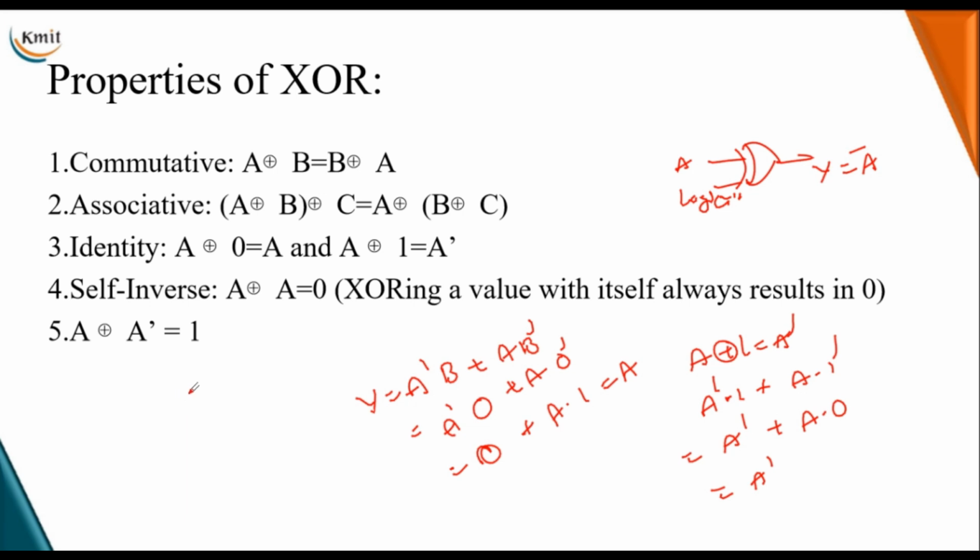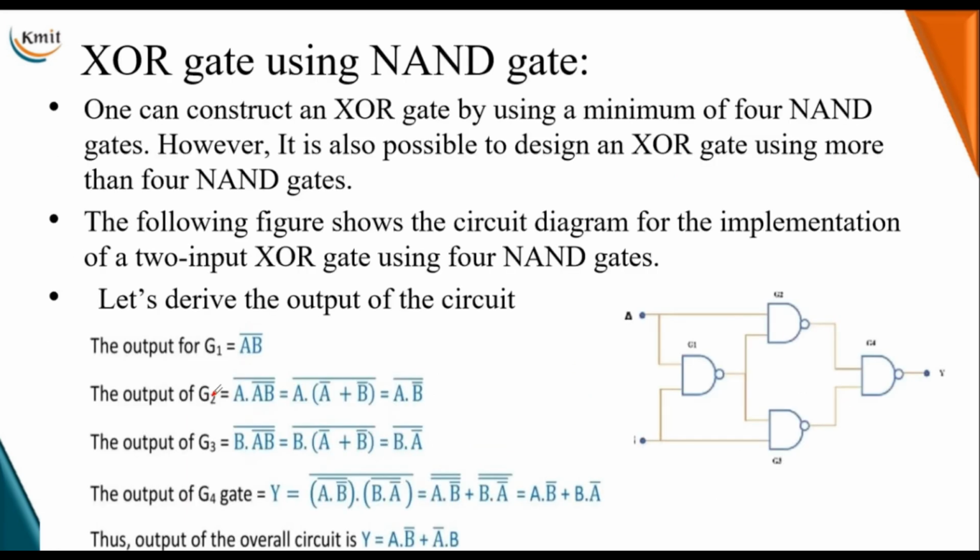Now let me implement your exclusive OR gate using NAND gates. We can implement your exclusive OR gate using a minimum of 4 NAND gates. G1 is a NAND gate operation between your given inputs A and B, so it will give you the expression AB bar. G2 will give you the NAND operation between A input and AB bar, so now A into AB bar.